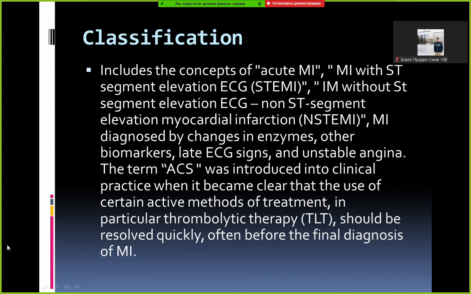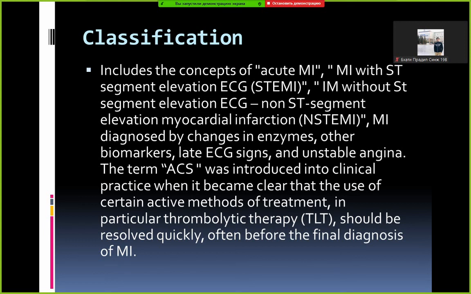It includes the concepts of acute myocardial infarction with ST segment elevation, and myocardial infarction without ST segment elevation, or non-ST segment elevation myocardial infarction. Myocardial infarction is diagnosed by changes in enzymes and other biomarkers, late ECG signs, and unstable angina.